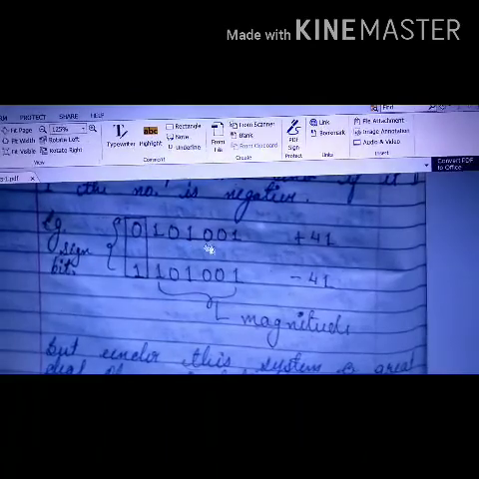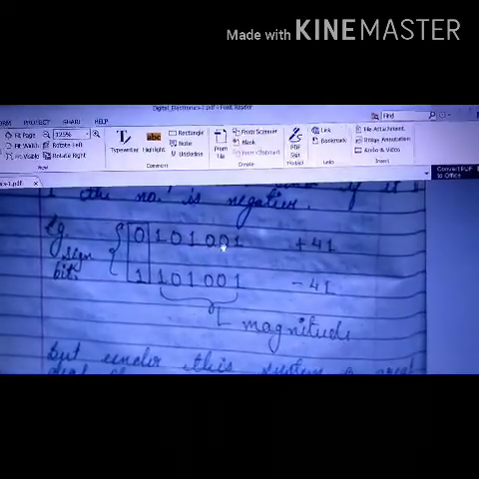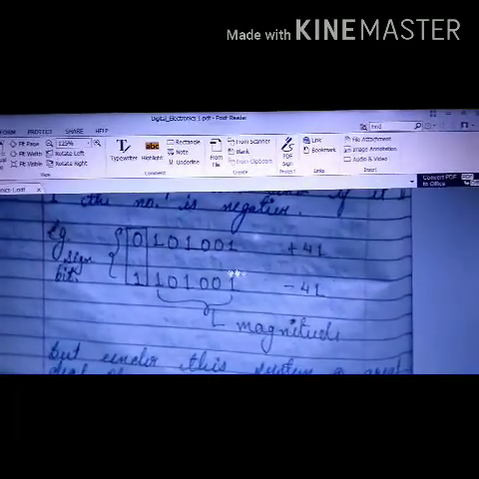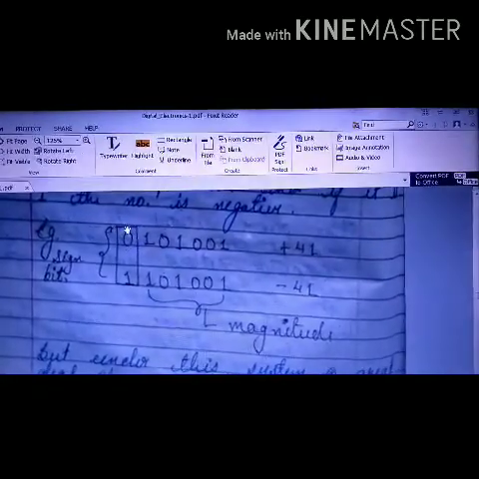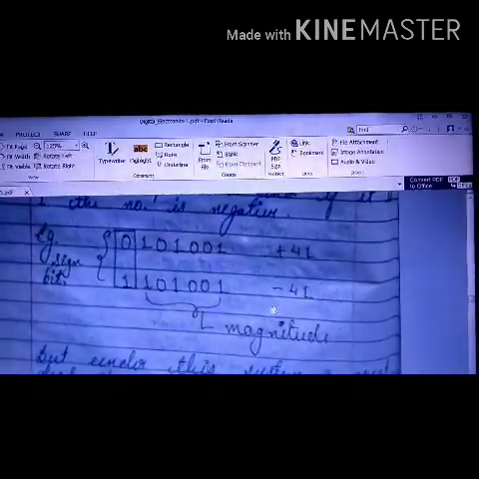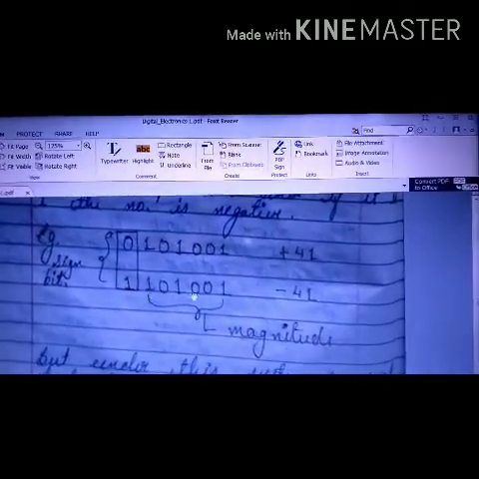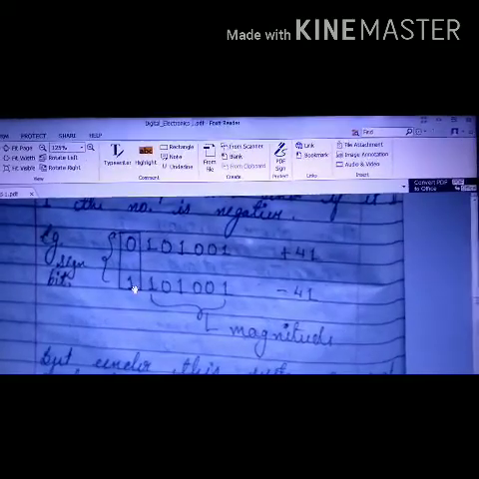So 41 can be represented by a 6-digit binary number 101001. Now, if we are representing plus 41, we will add a 0 in front of this complete number, and if we are writing minus 41, then we will add a 1 in front of this. So this 6 digit will represent magnitude and this 1 digit will represent sign of the number.